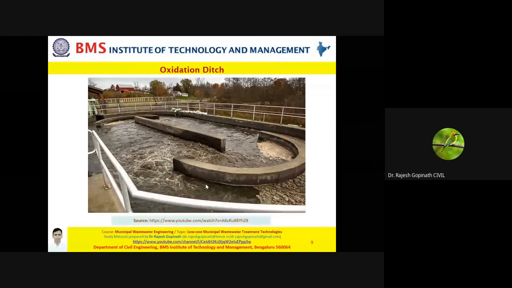See, basically this oxidation ditch is actually an extended aeration type of your ASP. I will repeat this. The oxidation ditch is basically an extension. It's an extended ASP process. But while your ASP process was meant for huge cities, this oxidation ditch concept was basically developed for small towns in Netherlands. Okay, it was developed by a person called Dr. Pasveer. He had developed it for small towns in Netherlands.